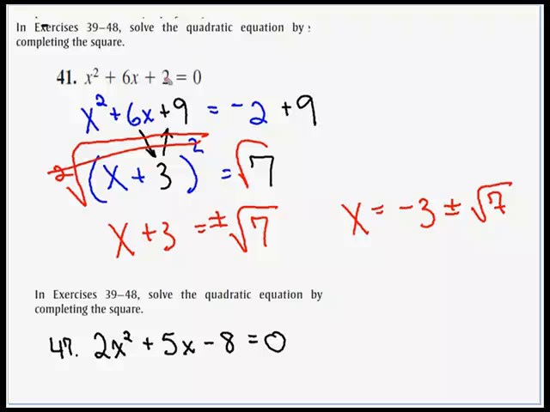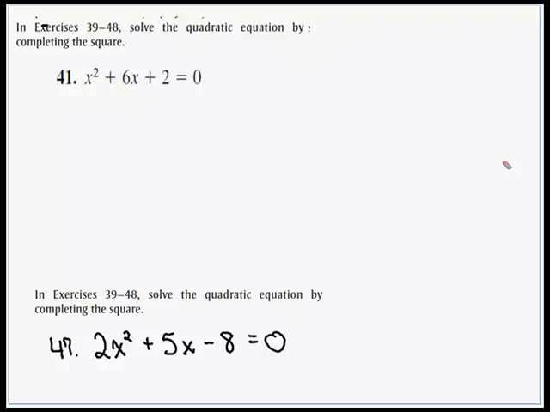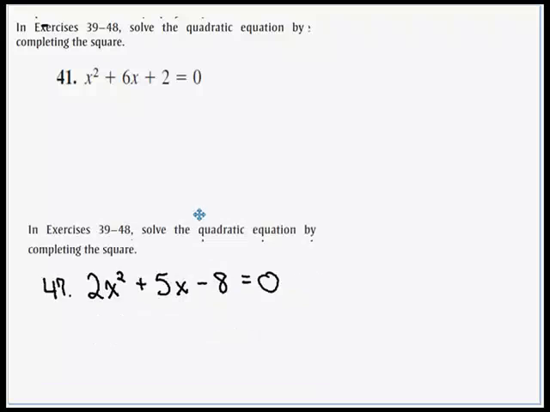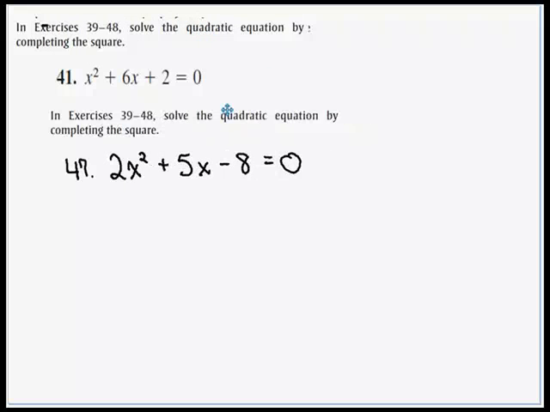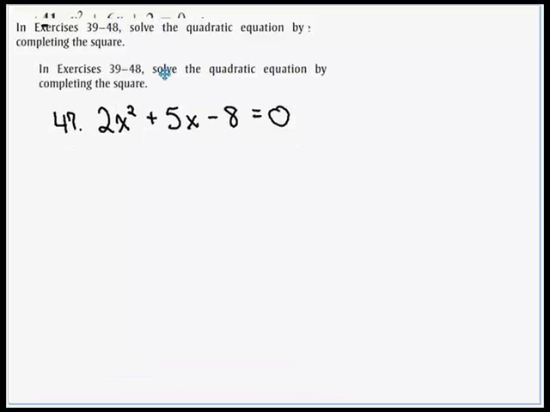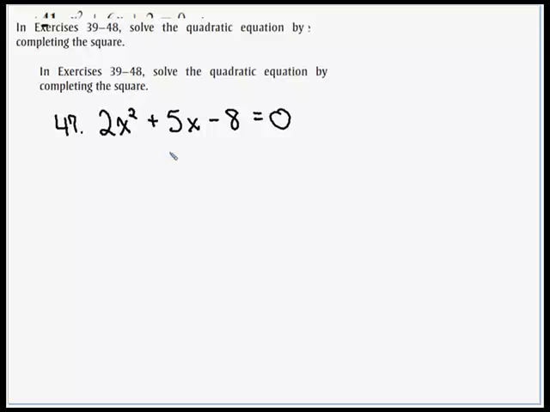Alright, and the last one here is a little more complicated, completing the square. The leading coefficient is greater than 1. So that's the first step we're going to have to take. Our leading coefficient is 2. We're going to divide that leading term by 2, the middle term by 2, the last constant by 2, and even that 0 by 2 also. So these cancel now, and we have x squared plus 5 halves x minus 4.